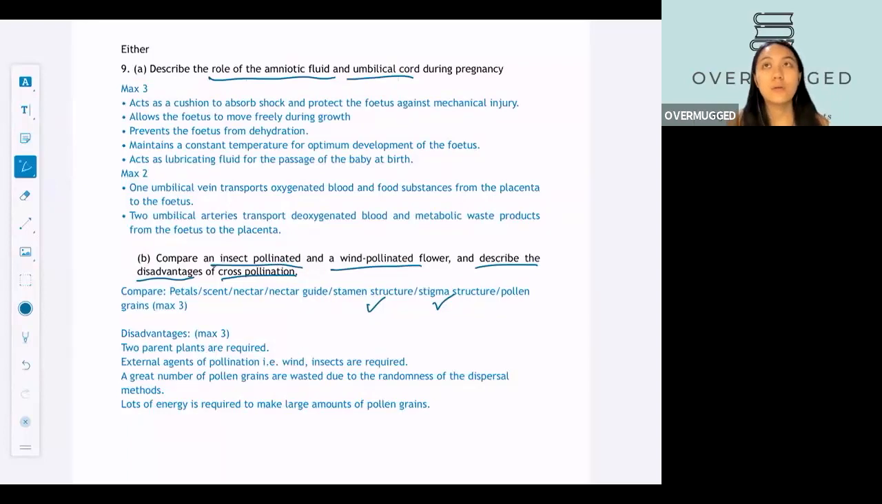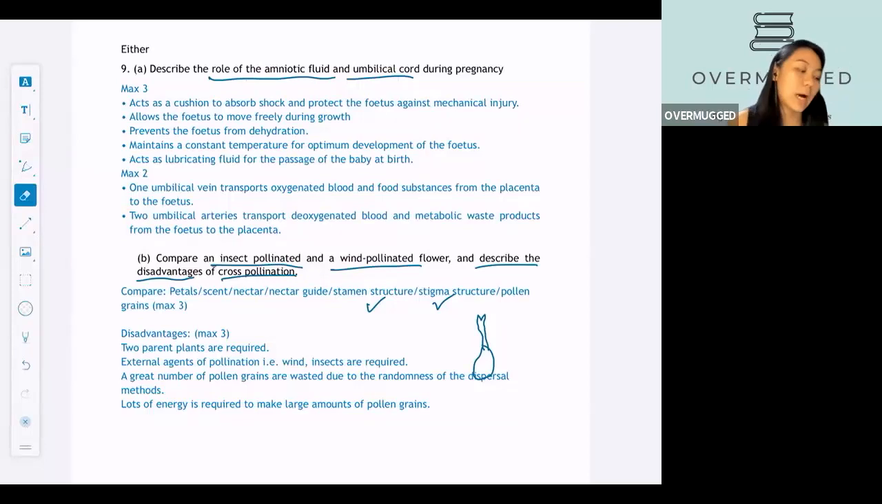For the stigma, the insect pollinated one is your typical one. Very small, very compact, right? Looks something like this. But for your wind pollinated flower, the stigma will be large and feathery. For the stamen, which has the anther, the insect pollinated flower doesn't need to extend out very far. The filament doesn't have to extend out of the flower because the insect will come into the flower, get the pollen, and then fly to another flower to pollinate. But for wind pollinated, it will extend out so that it can come into contact with the wind and then carry the pollen from the anther. Disadvantages are also in the notes.